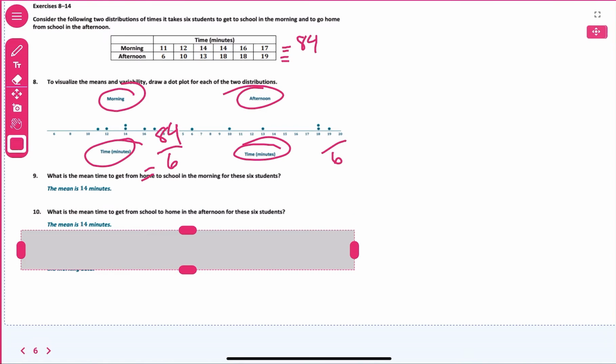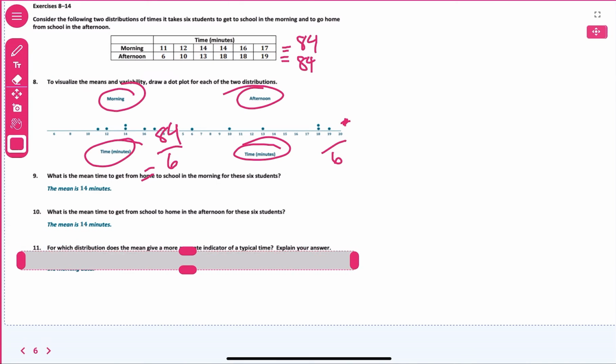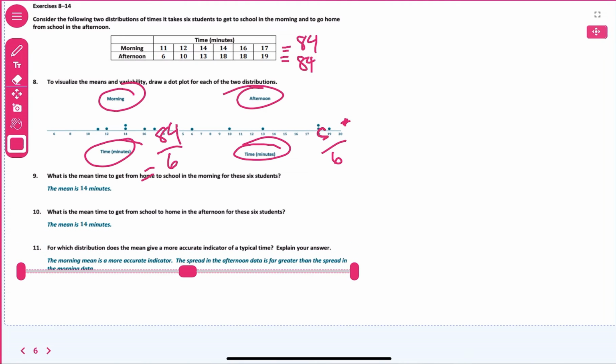Now, to go home in the afternoon, it is also 14 minutes. So if we add up all of these, we would get 84 again. So this is 84 divided by 6 again. Now, for which distribution does the mean give a more accurate indication? Remember, it's more accurate when it's least varied.